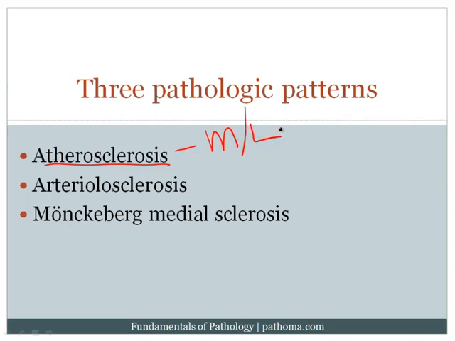So that's atherosclerosis. In arteriolosclerosis, the olo tells us that we're dealing with the arterioles, so this will occur in small blood vessels, and we get thickening of the wall, either due to a deposition of protein within the wall or an increase in protein within the wall, and that's called hyaline arteriolosclerosis, or a hyperplasia of the smooth muscle of the wall, which is called hyperplastic arteriolosclerosis, but we'll give you some more details as we move forward.